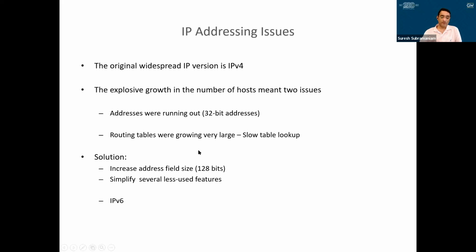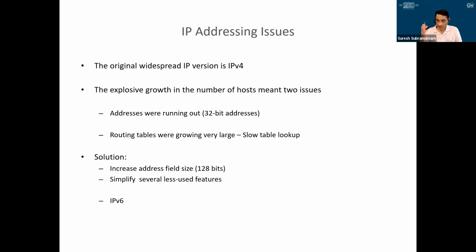Furthermore, recall that every router has a routing table that says for every destination, what is the next hop. As the number of destinations increases, the number of entries in the routing table is going to increase. That means you need to search through a very long table to figure out where the packet needs to be sent. So that started slowing down the search process.